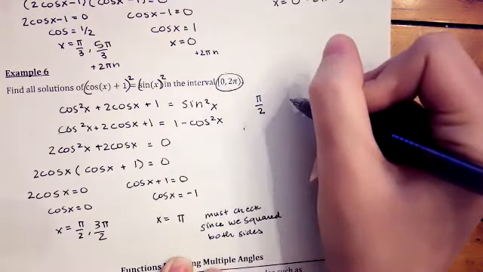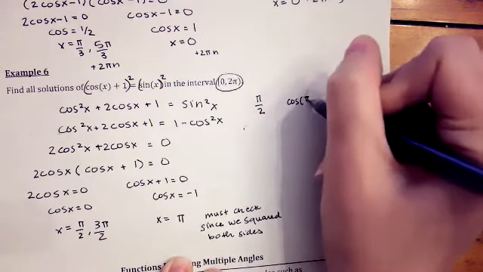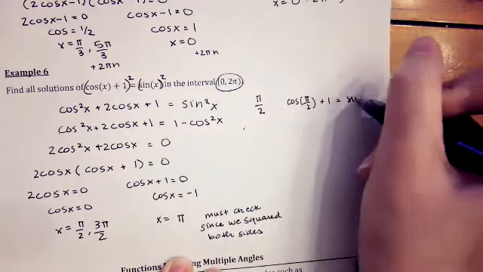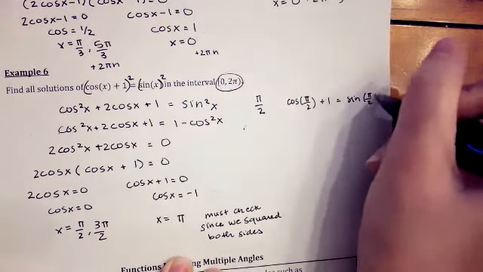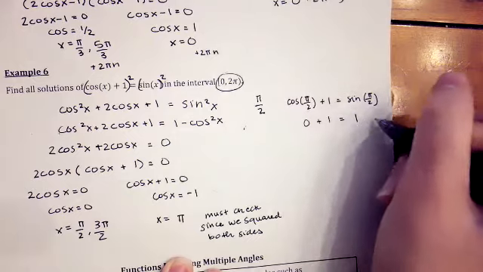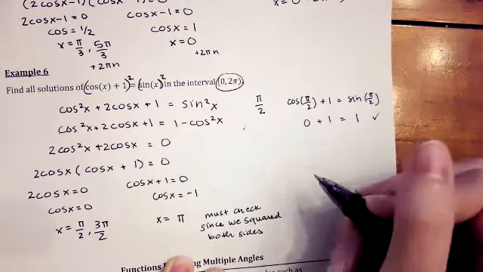So pi halves, we're going to have cosine of pi halves plus 1 equals sine of pi halves. Cosine of pi halves is 0 plus 1. Sine of pi halves is 1, so this checks out.